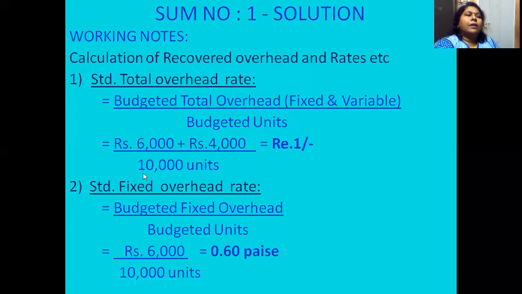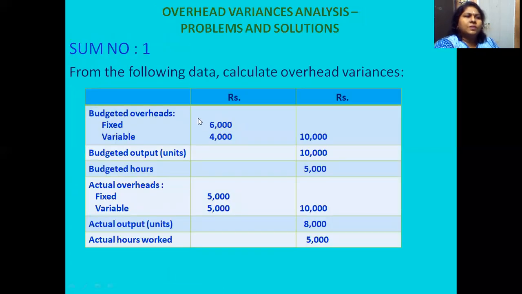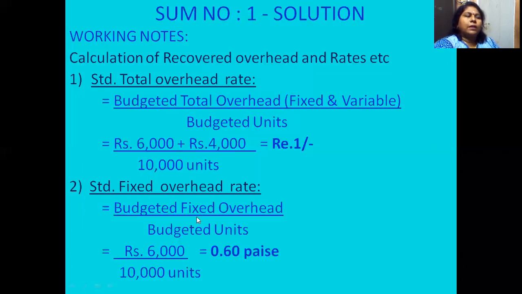Likewise, we need to calculate the standard fixed overhead rate and standard variable overhead rate. How to calculate means you just take alone the fixed overhead rate. Okay, so what is a fixed overhead? Fixed overhead is 6,000. So 6,000 divided by 10,000. And when you are calculating the standard variable overhead rate means 4,000 divided by 10,000. Just look at this calculation, how I work it out. So budgeted fixed overhead is 6,000 divided by budgeted units is 10,000. So what is the fixed overhead rate? As per standard means 65.